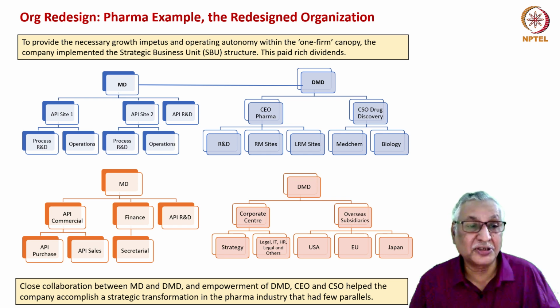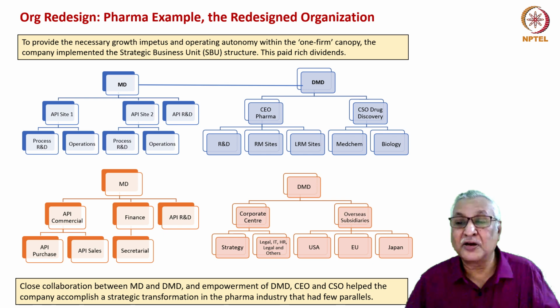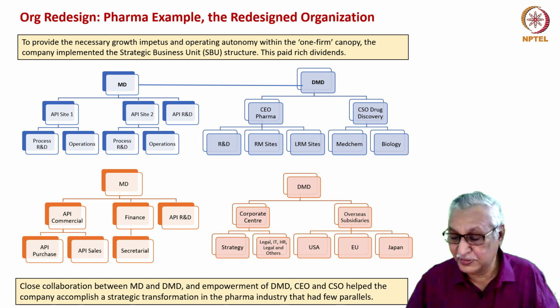I must also mention that before this change started happening, the DMD who was in charge of the API operations moved over to start his own enterprise, and MD began looking after the API operations in totality, whereas the deputy managing director, newly joined in 1998, started looking after all the pharmaceutical, drug discovery, and corporate functions.